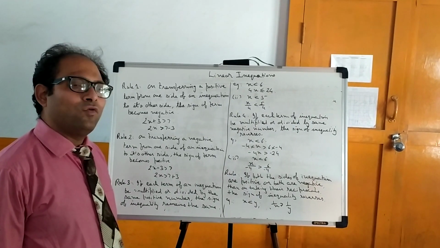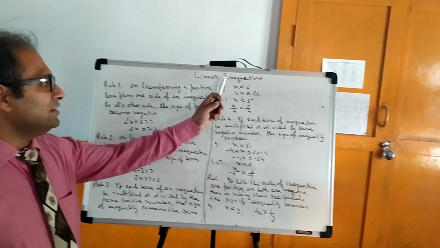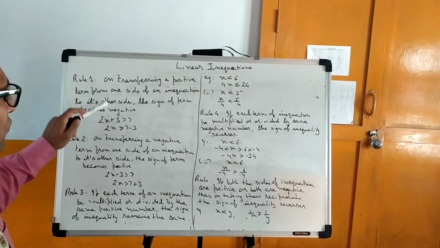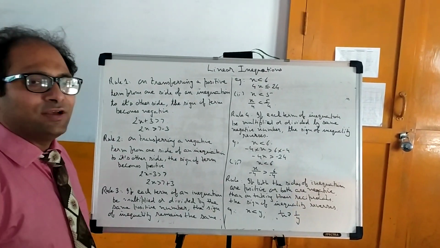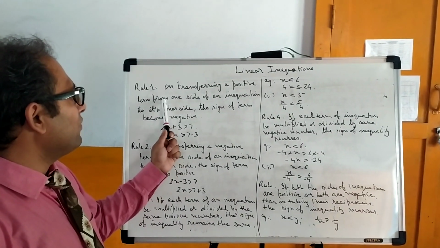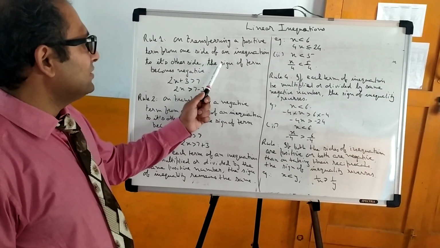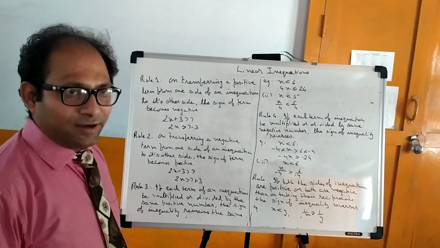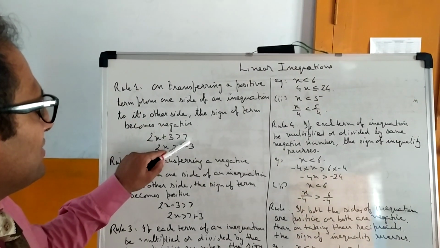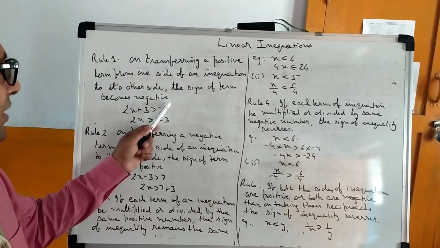Students, today we are going to discuss a new chapter of class 10, and the name of the chapter is linear inequations. In that we are going to discuss a few rules. The first rule is: on transferring a positive term from one side of an inequation to its other side, the sign of the term becomes negative. First of all, what is called an inequation? This. When it is represented by greater than or less than, then it is termed as an inequation.